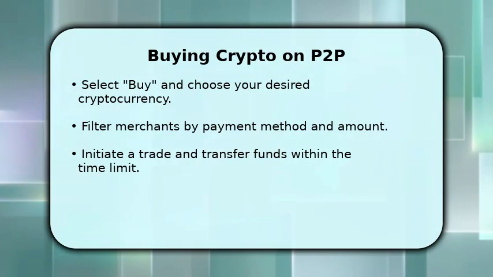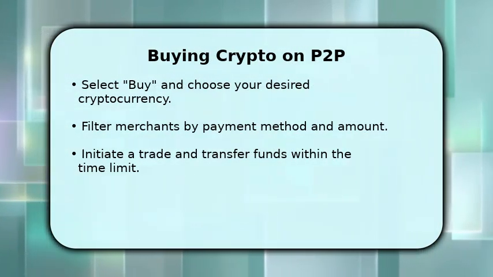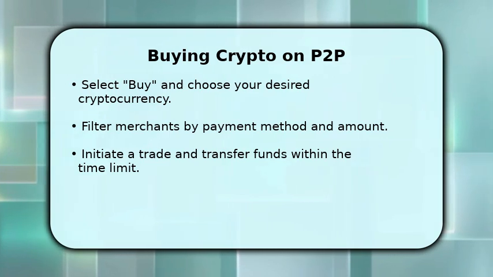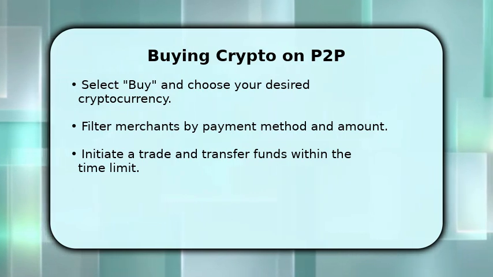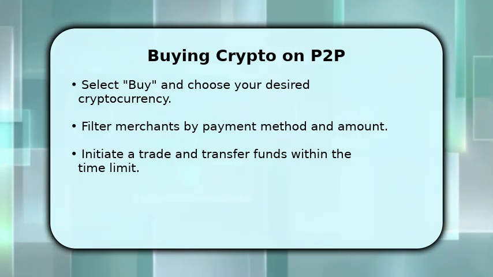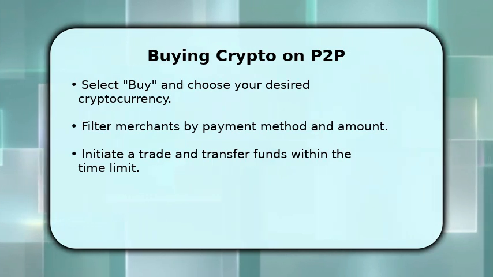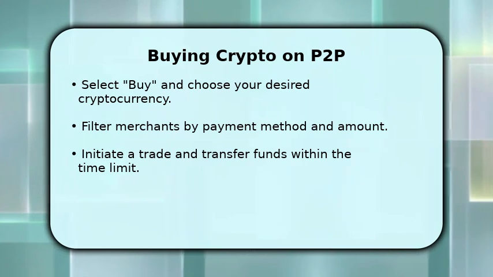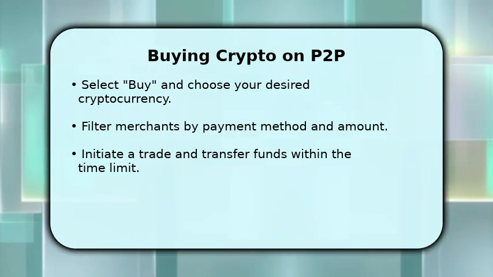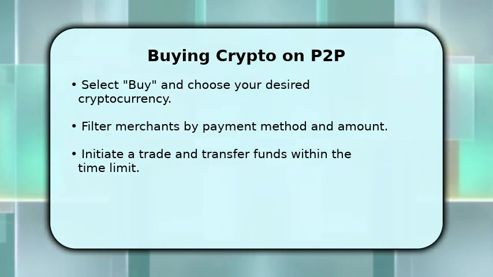To buy crypto, select the Buy tab and choose the coin you want, like USD or Bitcoin. Then, filter the available merchants based on your preferred payment method, such as bank transfer or a specific e-wallet, and the amount you wish to spend. Once you find a suitable offer, initiate the trade. You'll receive the seller's payment details, transfer the funds promptly, and confirm payment.